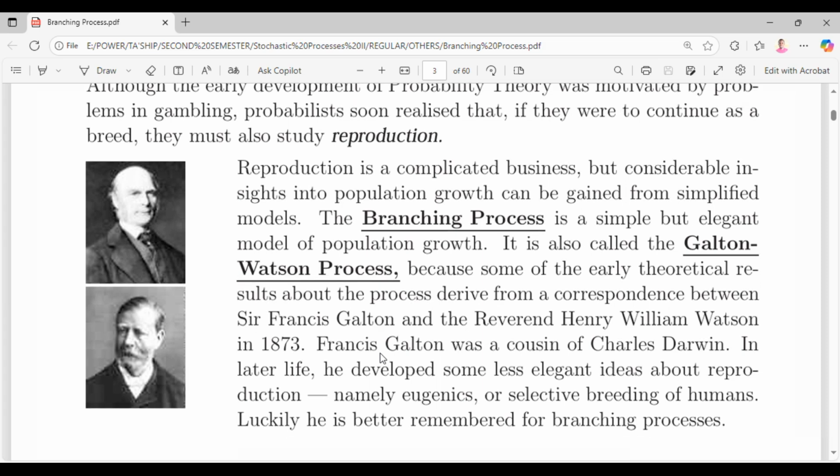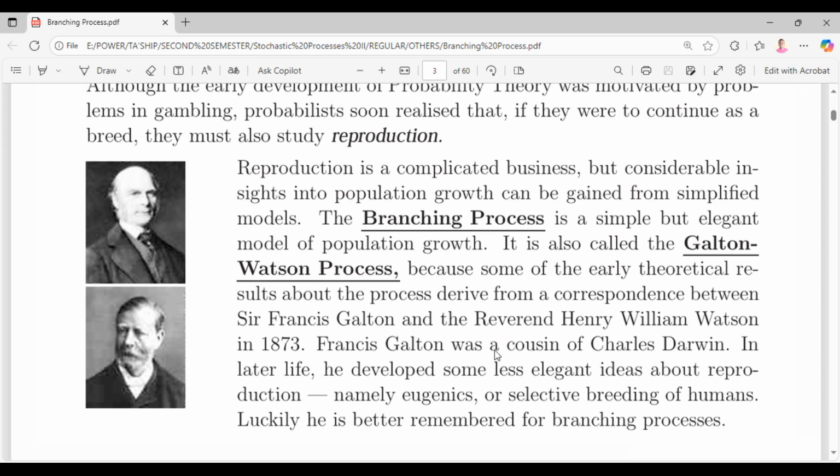So he thought about this as something that maybe we can apply probability theory to see the longevity of species that nature produces. So how is the population going to grow? If you look at a particular species, is it that in the long run the species is going to go extinct, or is it going to survive over time? He did this somewhere in 1873 with a friend called Henry William Watson.